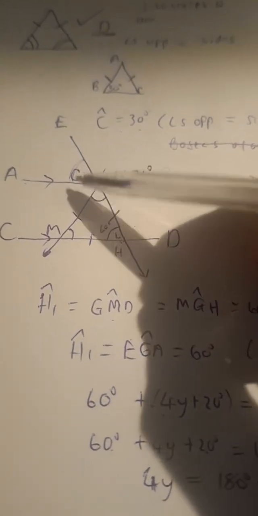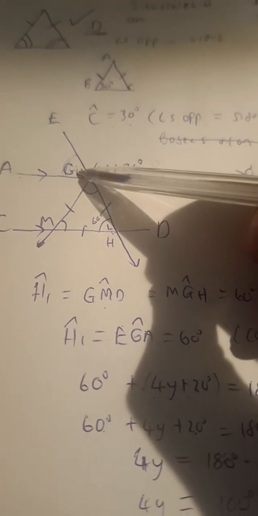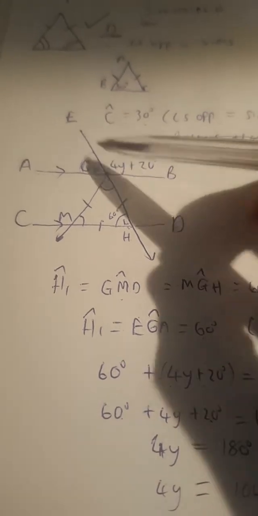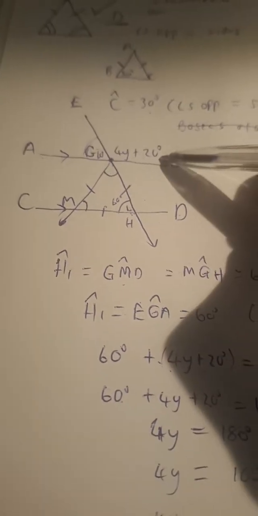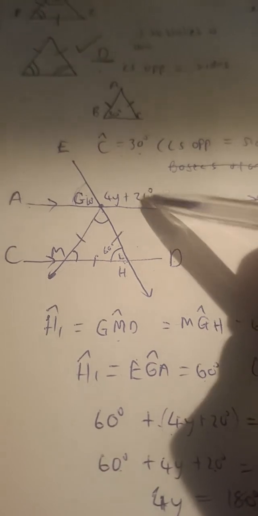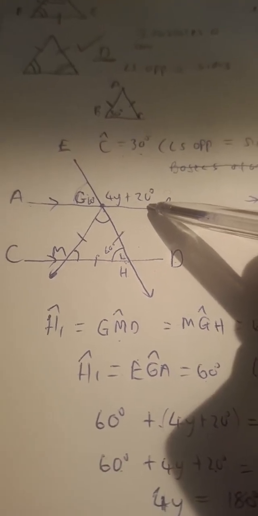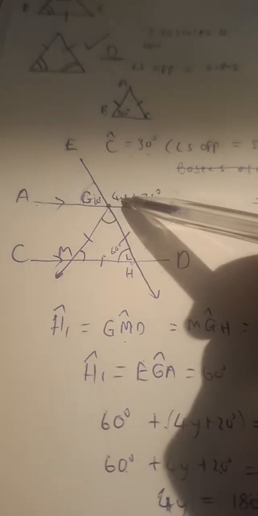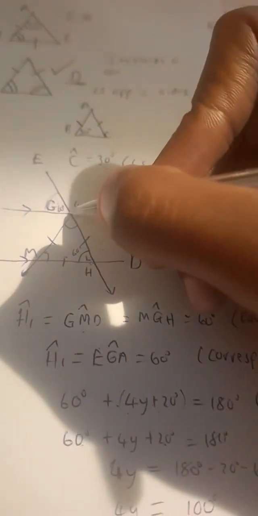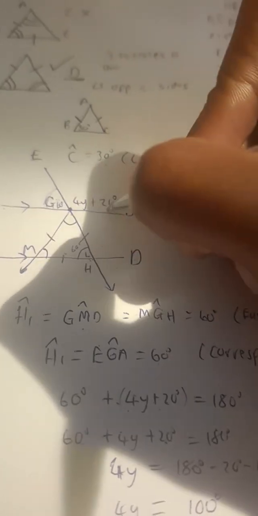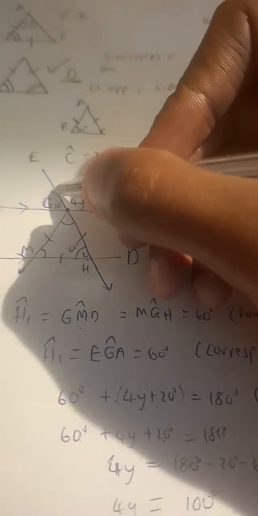I update my diagram. Every time I get something, I update my diagram. That's 60. That angle EGA has a relationship with this angle EGB, which is 4y plus 20 degrees. So I can now say this angle, which is 60, plus that angle, which is 4y plus 20 degrees, are angles lying on a straight line, and they are adjacent, meaning they are next to each other. They share a common vertex, which is vertex G. So this angle plus that angle complete a straight line. These are angles on a straight line.